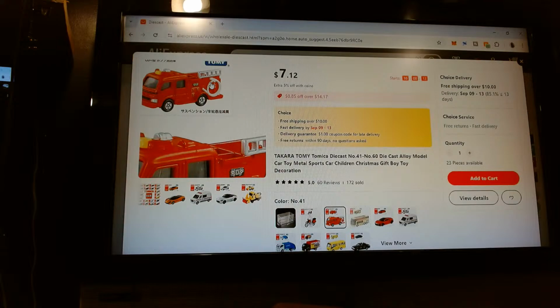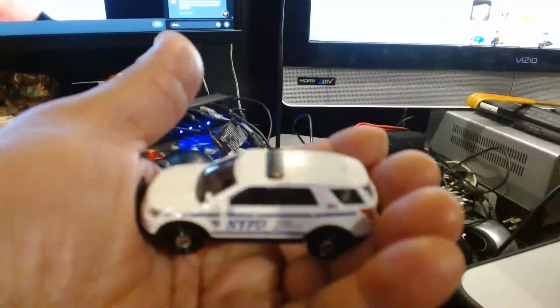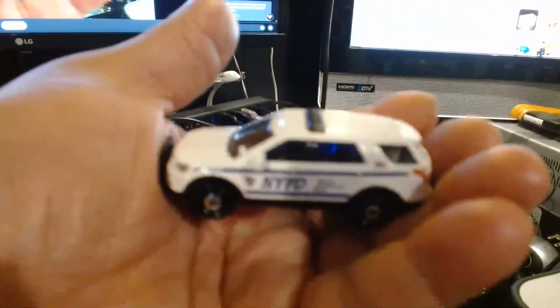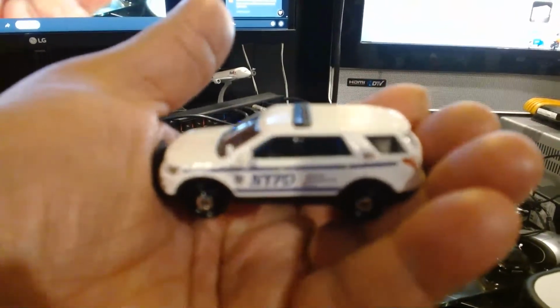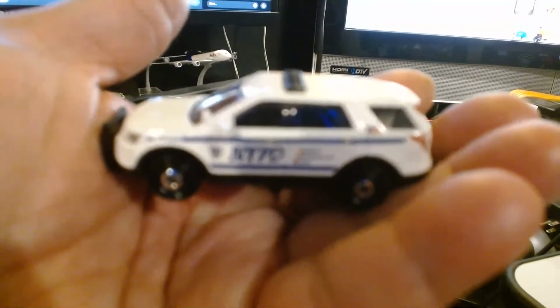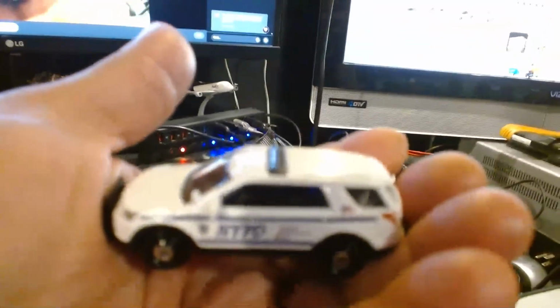So where was I? Usually like a 1/87 scale. Usually the trucks are actually smaller in scale than the actual cars sometimes, so when you buy Matchbox, because people ask me that.